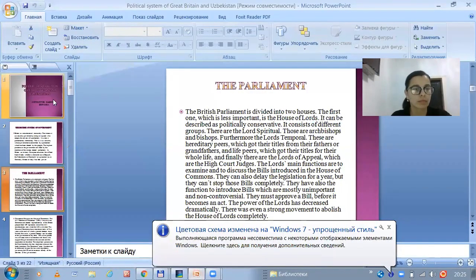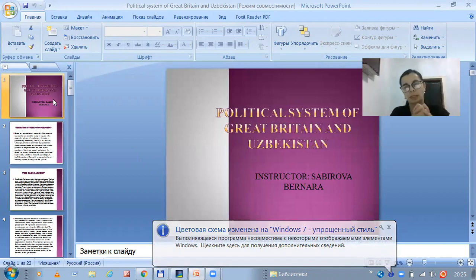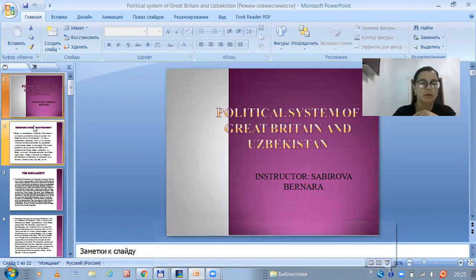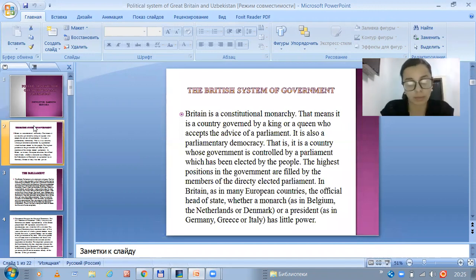Today's topic is the political system of Great Britain and Uzbekistan. Which system of government? Britain is a constitutional monarchy. That means it's a country governed by a king or a queen who accepts the advice of a parliament. It's also a parliamentary democracy. That is, it's a country whose government is controlled by a parliament which has been elected by the people, by the population of the country. The highest positions in the government are filled by the members of the directly elected parliament.